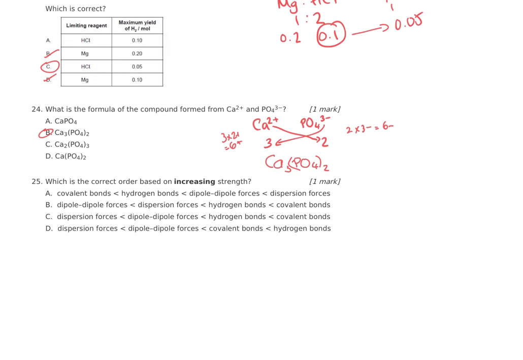Which is the correct order based on increasing strength? So obviously bonds are stronger than intermolecular forces. And in your intermolecular forces, your strongest is hydrogen bonds, incorrectly called because they're not really a bond. Dipole, and then London dispersion forces. So the strongest needs to be on the right. So A and D are wrong. So then we've got hydrogen bonds, which is right. And then we've got dispersion forces and dipole, so it's going to be C.